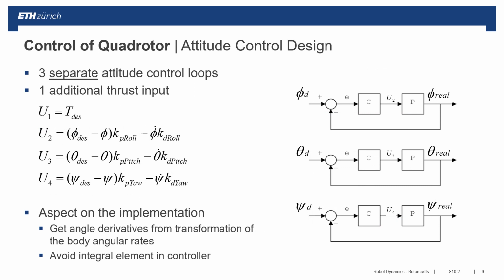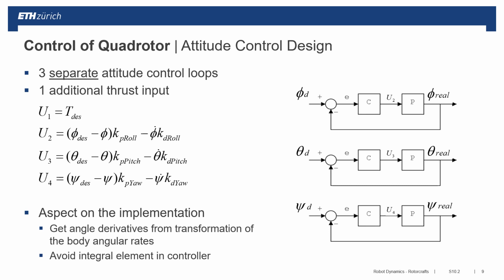So by plugging in a PD controller for all the three separate attitude control loops, we get very simple control of the attitude of our quadrotor, and additionally we have one thrust input which actually will have an influence on the height control of the system.